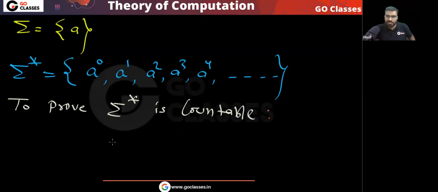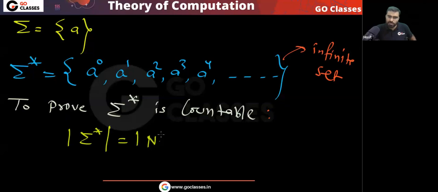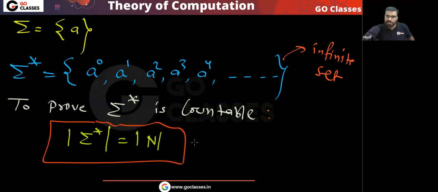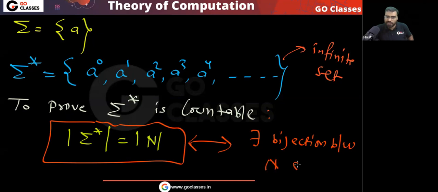To prove sigma star is countable, just give a bijection. This is already an infinite set. If you want to prove that sigma star is countable, you need to prove that it has the same size as the set of natural numbers. And for that, you need to give a bijection between N and sigma star.